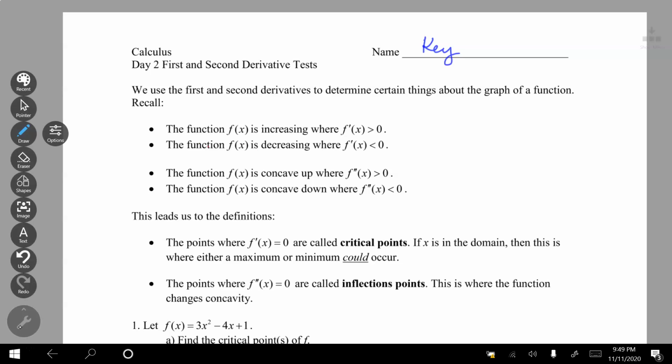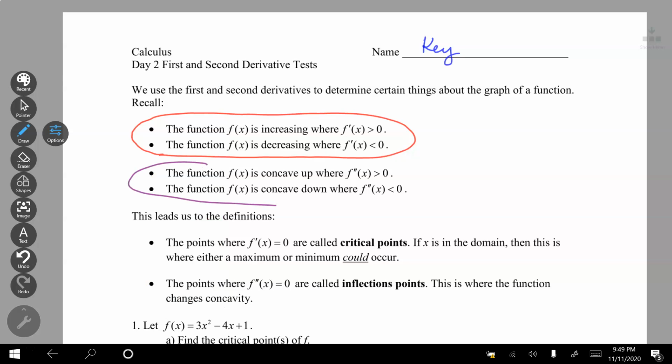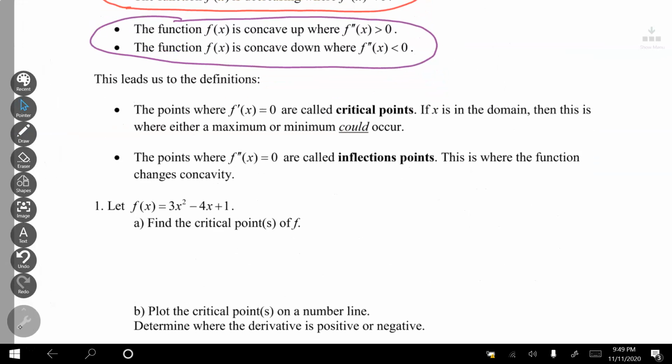So again, we have f prime is positive, the function is increasing, f prime is negative, the function is decreasing, and when f double prime is positive, the function is concave up, and when f double prime is negative, the function is concave down. So the first part we're going to look at is, well, how about when things are equal to 0?